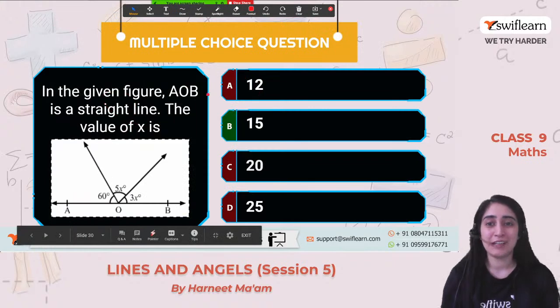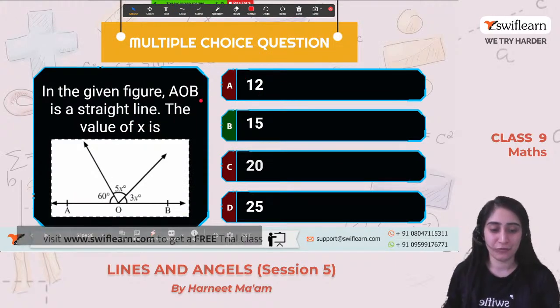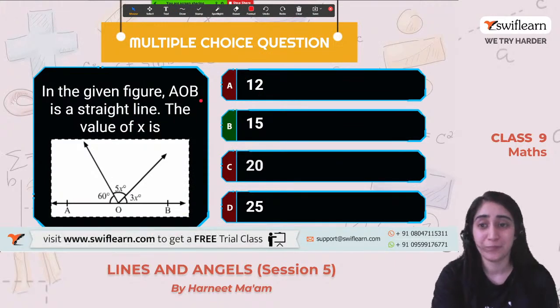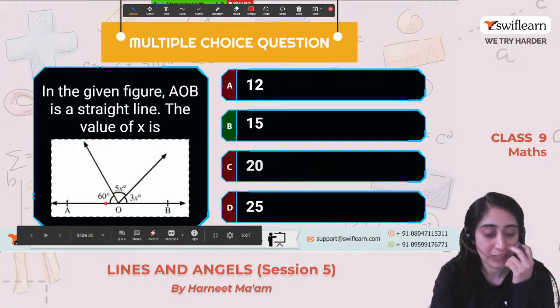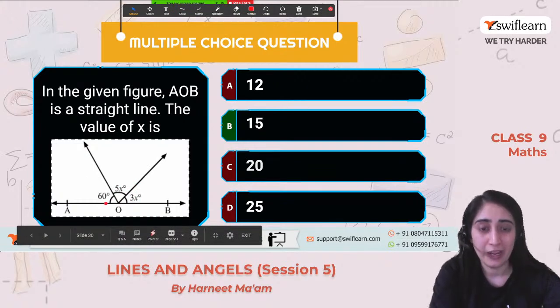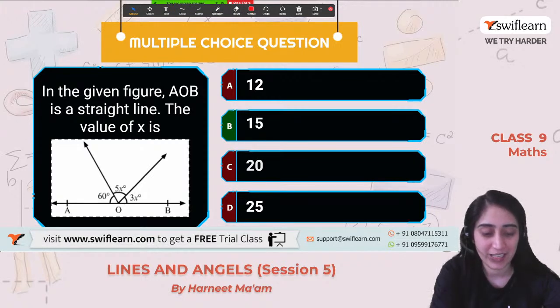Great. Now multi-choice question. Let's see who gives me the answer first, and we'll not go in detail. So it's given a figure, AOB is a straight line. We have to find out the value of X. So what's the value of X? 12, 15, 20 or 25? Let's see. What's the value of X?